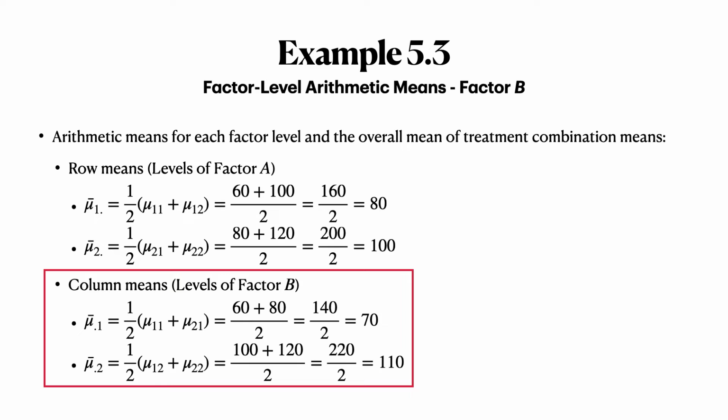Mu bar dot 2 is the arithmetic mean of those treatment means for the treatment combinations that have the second level of factor B. And so it's the arithmetic mean of mu 1, 2 and mu 2, 2. And that turns out to be 110.